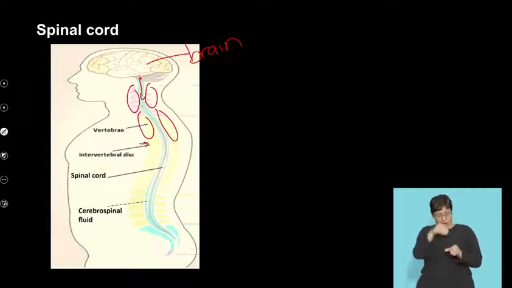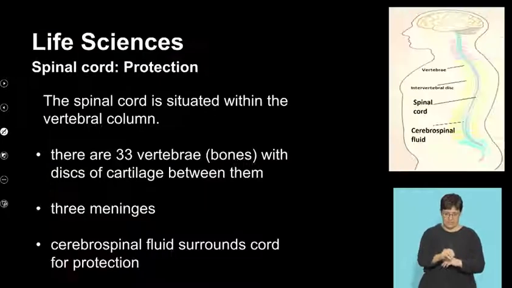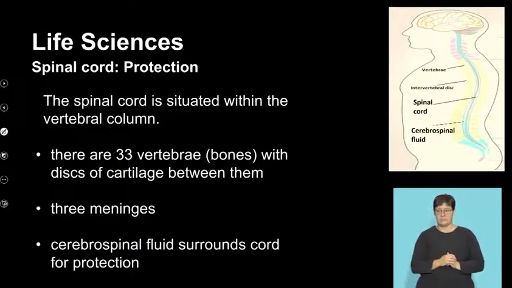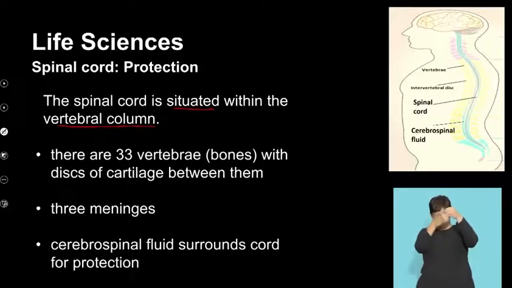So the spinal cord is in there, in the middle there. And the cerebrospinal fluid, this blue stuff here, it's a fluid that acts as a shock absorber as well. So this spinal cord is actually suspended in that fluid, which helps with shock absorption. Now, like I said, the spinal cord is situated within the vertebral column, and there are 33 vertebrae or bones, with discs of cartilage between them.